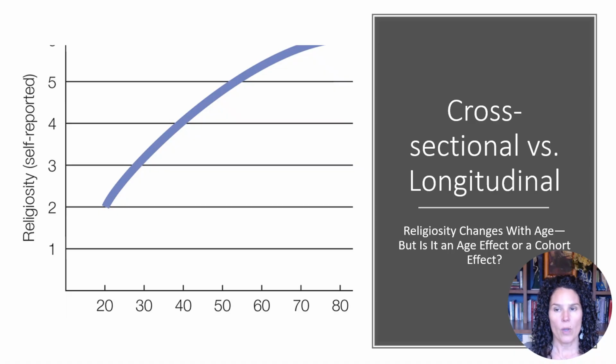But if we want to know if it's an age effect, if all of us as we age on average become increasingly religious, then we have to follow the same people over time. And that would be telling us that yes, on average, as you move through your lifespan, you become more religious. What researchers have found is that the answer to this is it's both. It's both a cohort effect and an age effect. On average, people get more religious, and on average, older generations, people who were born in 1950, are more religious than people who were born in 2000.